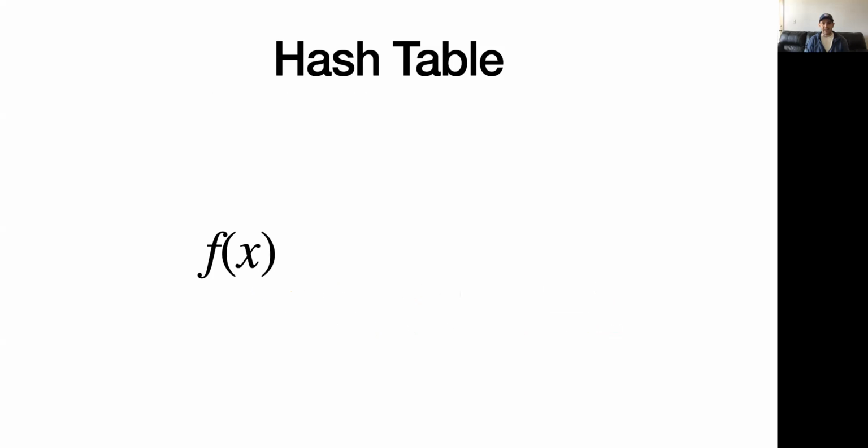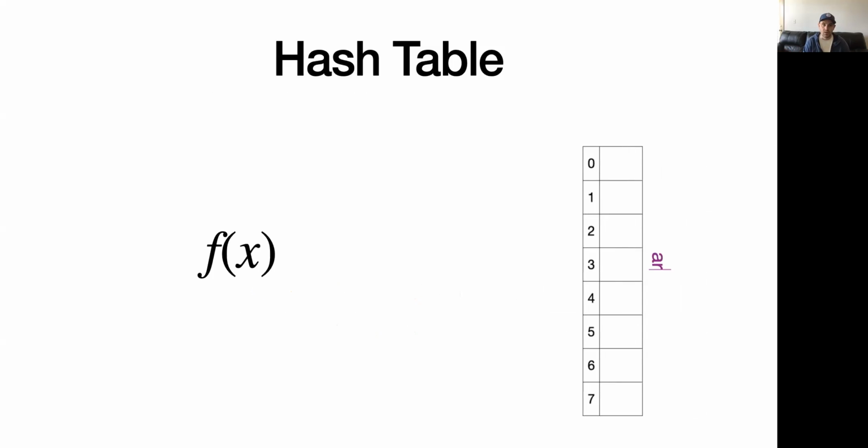So how does it work? Like what's the secret sauce? What's happening? Well, conceptually, a hash table is an array with a hashing function. So our hashing function is going to take some input and it's going to map it to a location inside of our array.